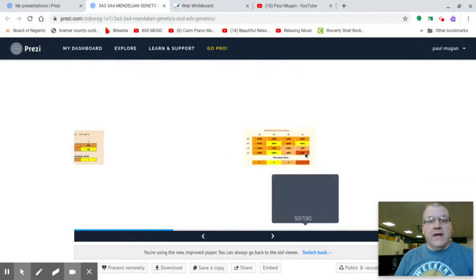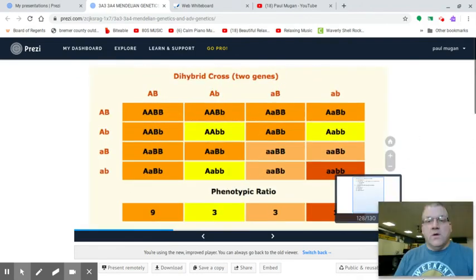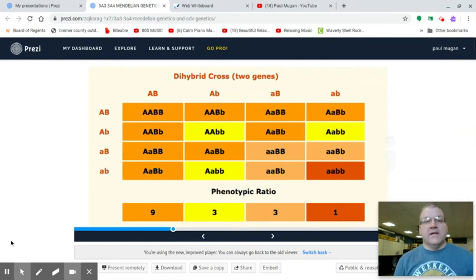So let's take a look at a dihybrid now. So now we've got a dihybrid, and we can see here that we have 4 gametes. 2 to the second power, 2 by 2 being 4. We have 4 gametes being produced here because of the number of combinations that can happen from 2 different alleles.